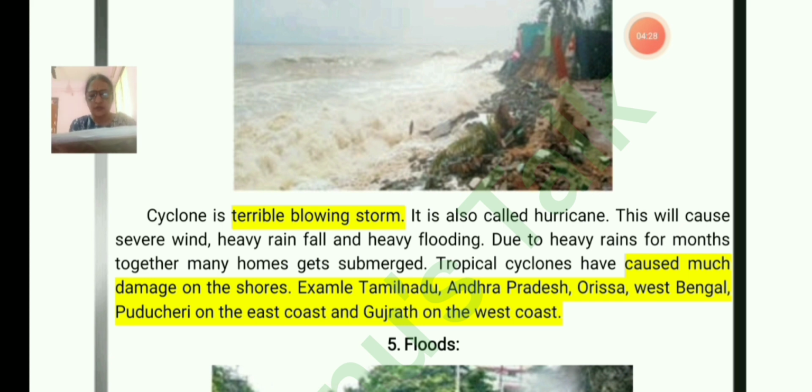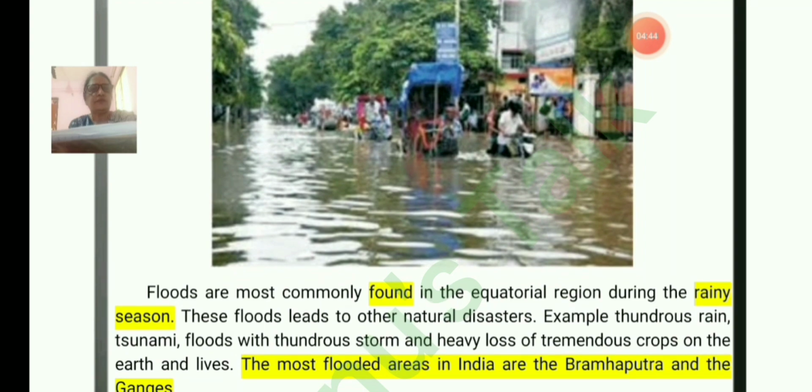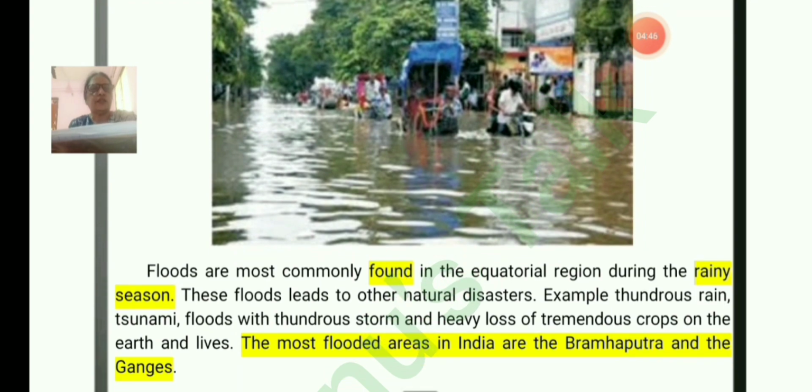Then next, this cyclone is caused due to strong winds blowing around a central area where there is low atmospheric pressure. You can see here the flood picture, and it is especially found during the rainy season, and the most flooded areas in India are in Brahmaputra. Fine.